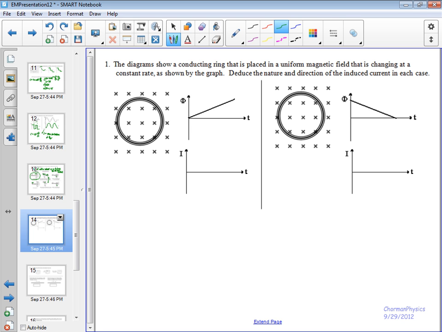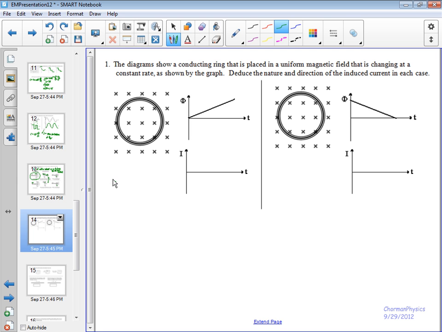So we have a couple of diagrams here showing a conducting ring that is placed in a uniform magnetic field that is changing at a constant rate. Deduce the nature and direction of the induced current in each situation. So in the first image, we have a magnetic flux that is increasing. Since the conducting ring stays constant, it's just telling us that the strength of the magnetic field is constantly increasing.